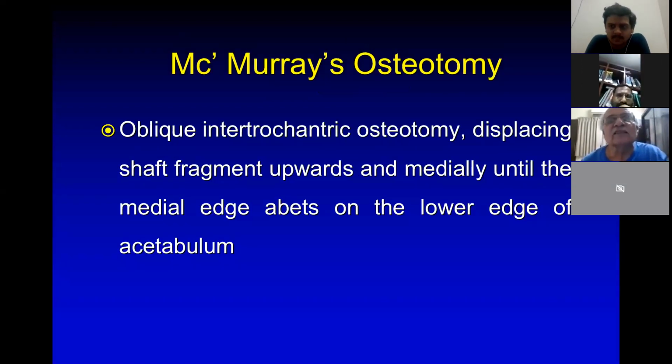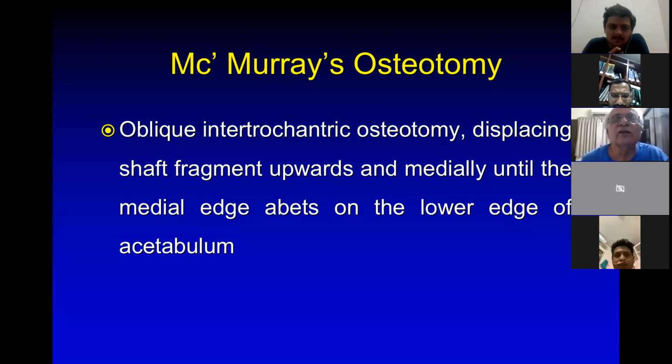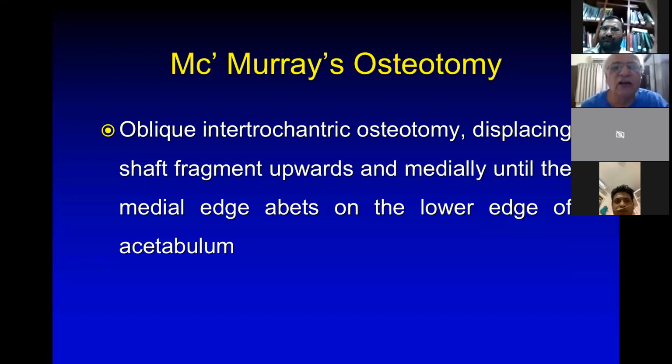So what is the classical osteotomy? This is very important in exam for all of you, that this is a very classical description of McMurray. Oblique, it is not transverse, it is oblique. I will show you the example x-rays. It is an oblique intertrochanteric, not subtrochanteric. People did all sorts of osteotomies, which is not allowed.